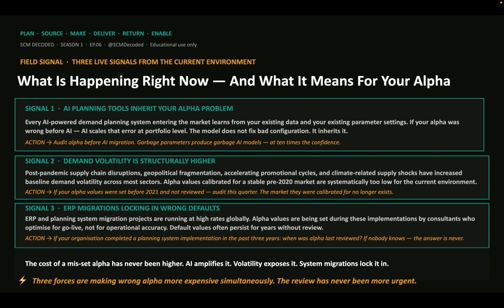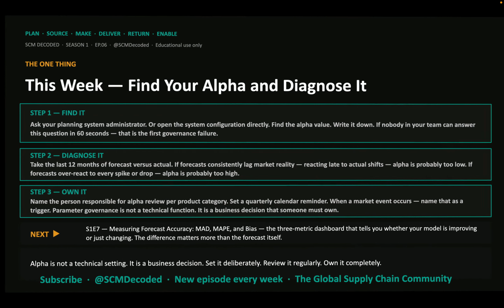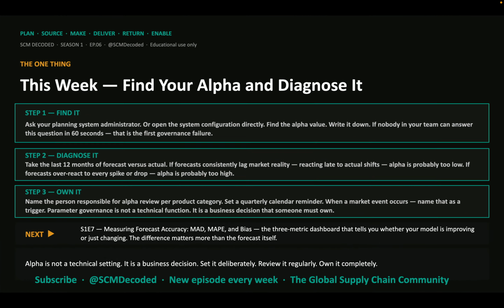So, what do you do? This week, take the three steps written on the screen. Step 1: find it. Ask your planning system administrator or the main person doing the planning, or open the system configuration if you have direct access. Find the alpha value, write it down. If nobody on your team can answer this question in 60 seconds, that is the first governance failure.